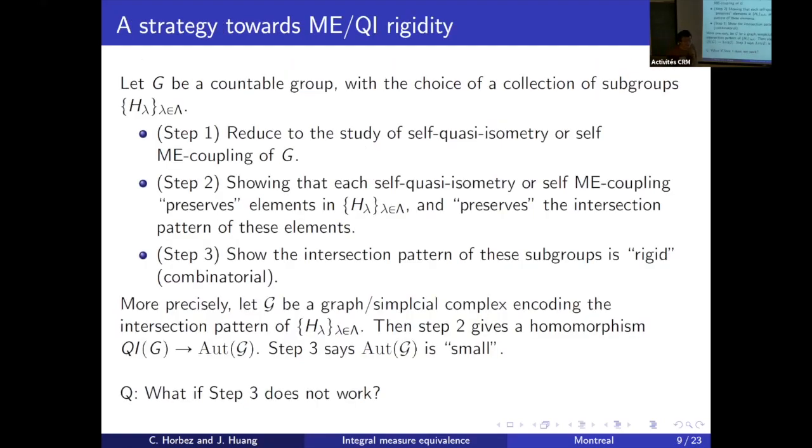Where does the group G hat come in? Are you thinking of this as being equal to the automorphism group? Perfect, exactly. When the automorphism group is small in some sense, for example, discrete or locally compact, then that would be your G hat. This is another very good, independent question. If I give you a discrete group, is there a canonical locally compact group which contains this discrete group as a lattice? It turns out this question is also related to ME and QI rigidity.